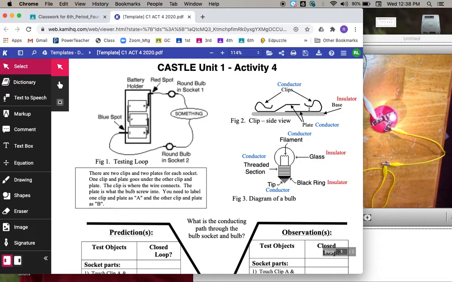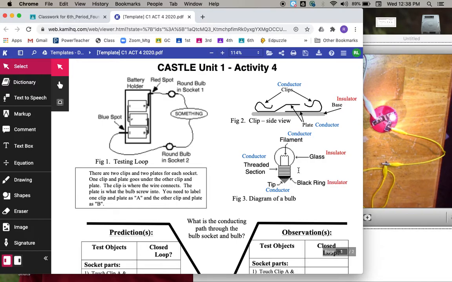So taking a look at the image on the screen, notice the plates, which is where the bulb gets screwed in. Plate A is above the surface, where the threads of the bulb would be, whereas plate B is below, where the tip of the bulb would rest once the light bulb was screwed into this area. So the plate that is above, we're going to call plate A, and it's connected to clip A, while clip B is connected to the bottom plate, or plate B, down here.